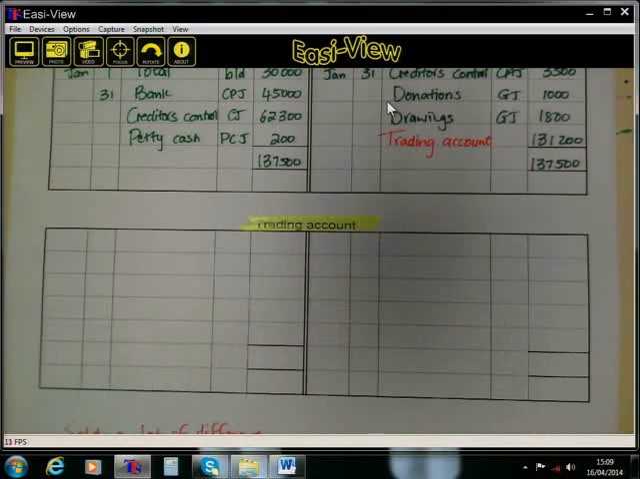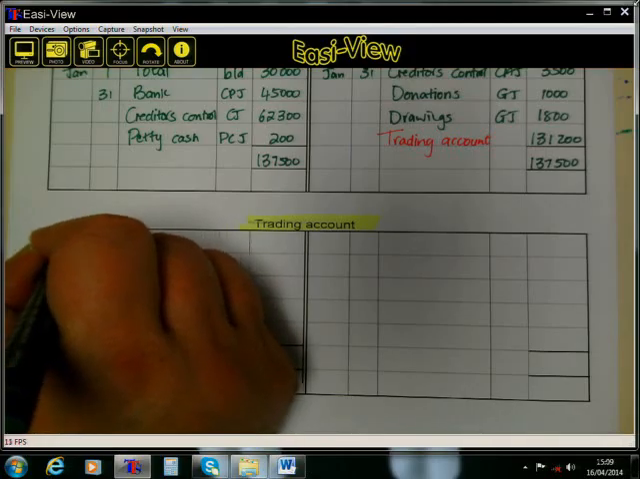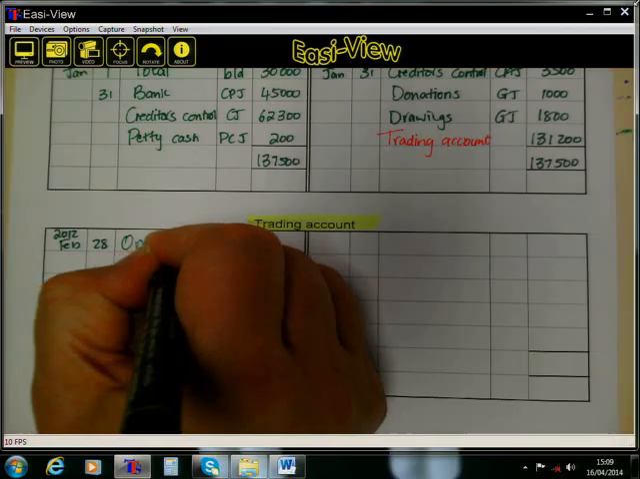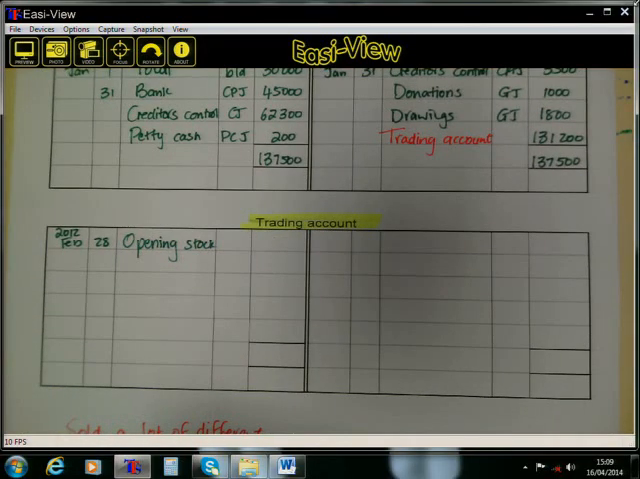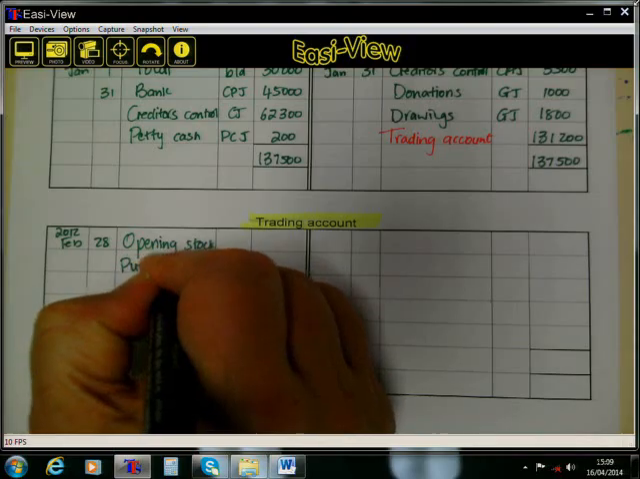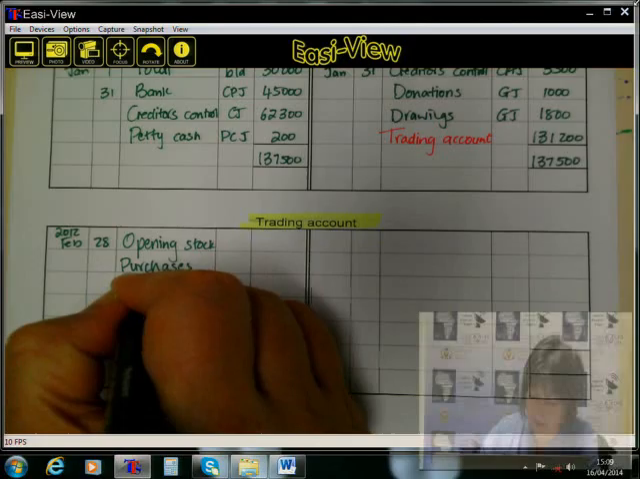Okay, what have we got? They're going to give us, it's the end of the year, 2012, February 28. They're going to give us opening stock. That is your trading stock on the first day of the year. That is going to be your opening stock. We are going to show stock bought. We are going to show carriage on purchases.